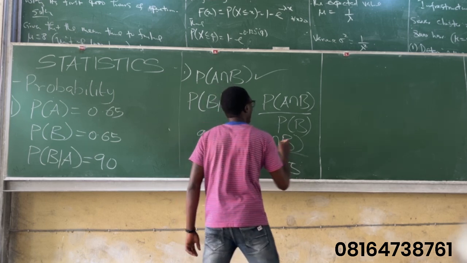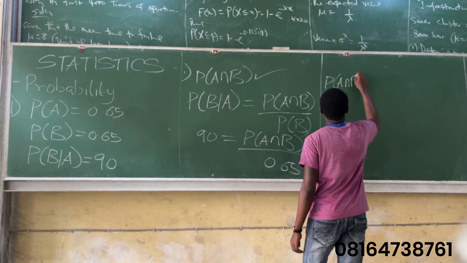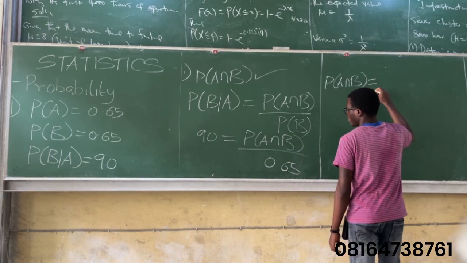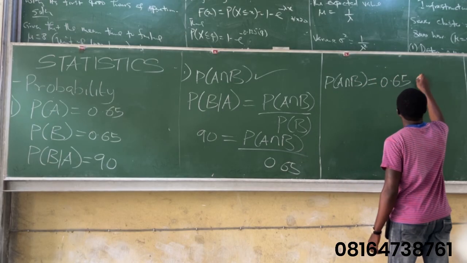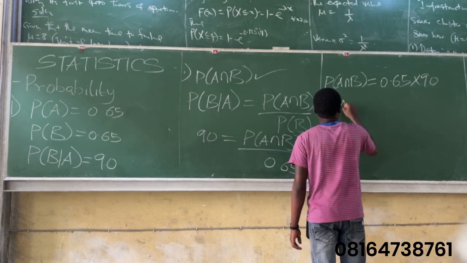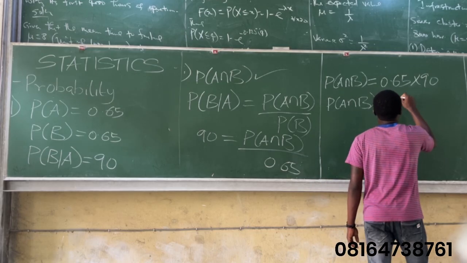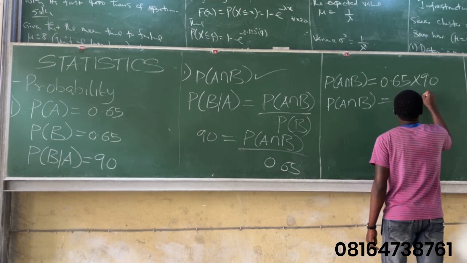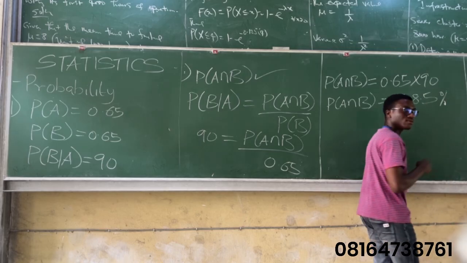So we cross multiply, we have that the probability of A intersection B equals 0.65 multiplied by 90. So we have that the probability of A intersection B equals 58.5%.